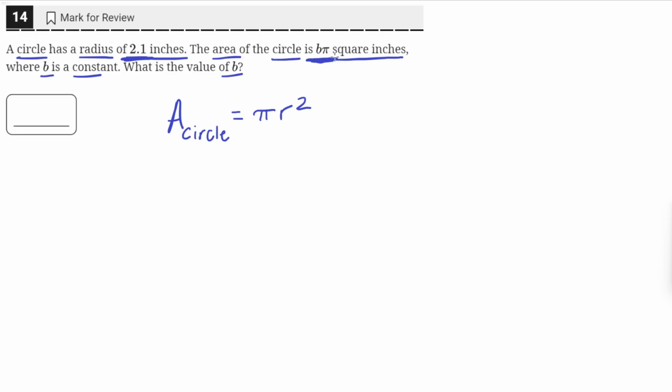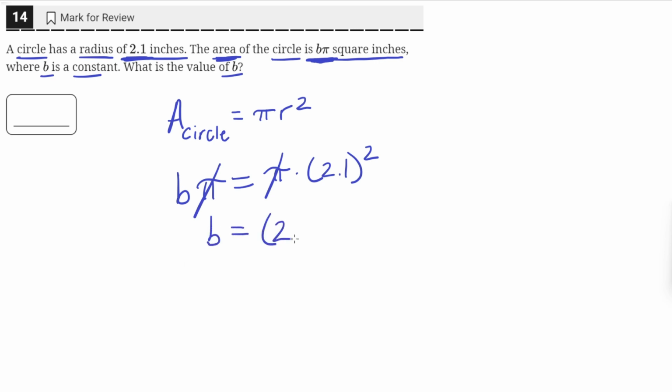So we're going to plug b pi as the area. So we'll replace the circle area with b pi, and then replace r with radius 2.1. So pi times 2.1 squared. So we can divide both sides by pi, cancel out the pi. So we'll be left with b equals 2.1 squared.